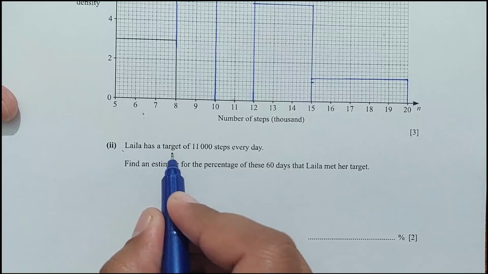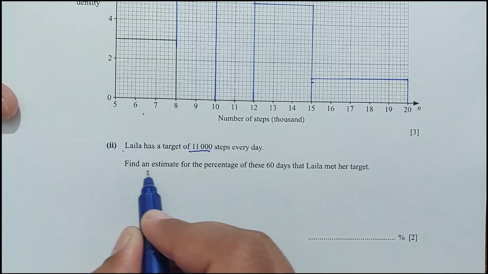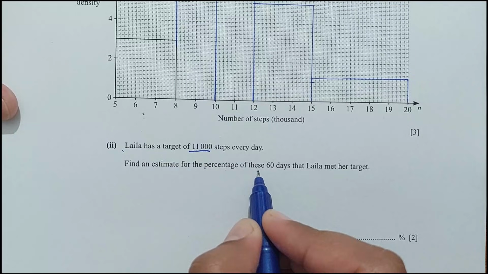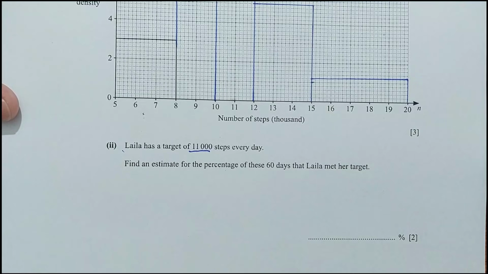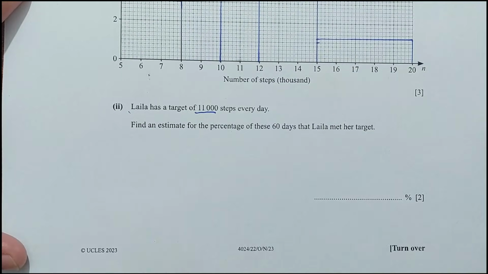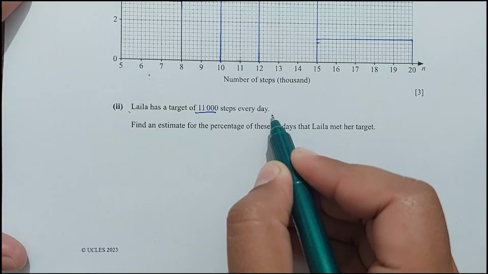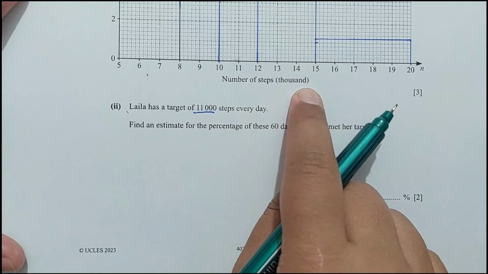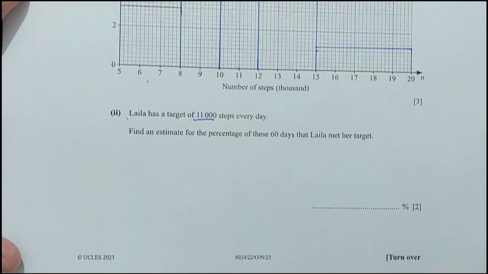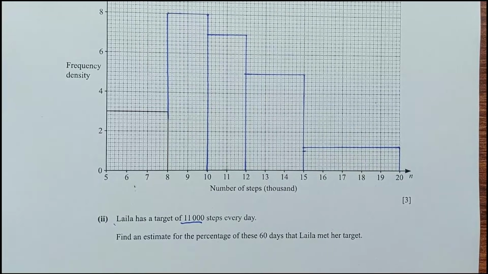Number 2, Leela has a target of 11,000 steps every day. Find an estimate for the percentage of these 60 days that Leela met her target. Okay, so she has a target of 11,000 steps every day, 11,000 or more than 11,000. So number of steps in thousands we have given here. We have 11. So here we have to find out the frequency for 11.